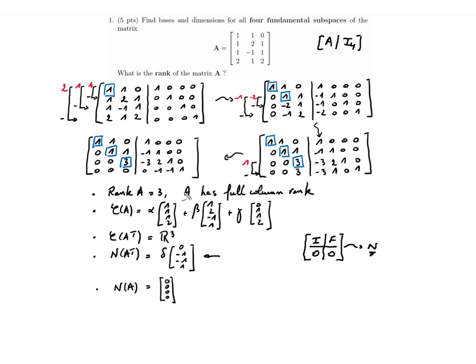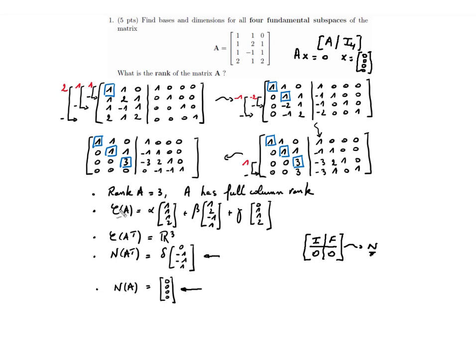So this means that this matrix A here has full column rank. This means that these columns here are independent, so the only x such that Ax is equal to 0 is x equal to the origin. So the null space is simply the origin over here. So we do not need to do this type of computation over here.